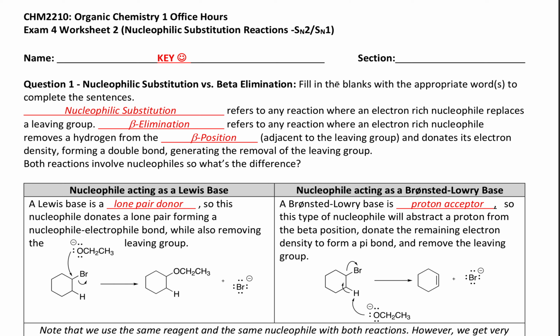Fill in the blanks with the appropriate words to complete the sentences. So there are basically two different types of reactions that you're going to see in Chapter 9. There are the nucleophilic substitution reactions and then the beta elimination reactions. And they're actually very similar to one another, so that's why students get confused on what they are. So I'm going to distinguish between the two below.